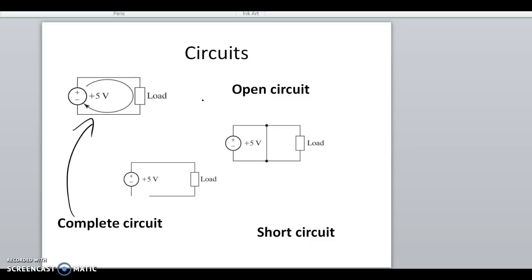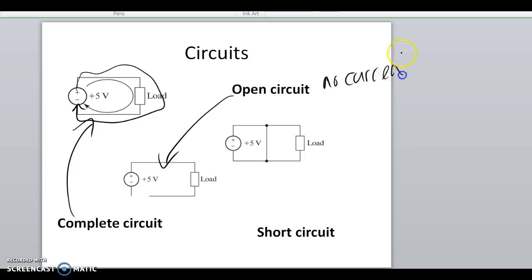It has a path from one terminal of the source here around to the other terminal of the source. Then we have an open circuit which has a broken path, so it does not have current flow. And then we have a short circuit where you have your straight path between terminals.